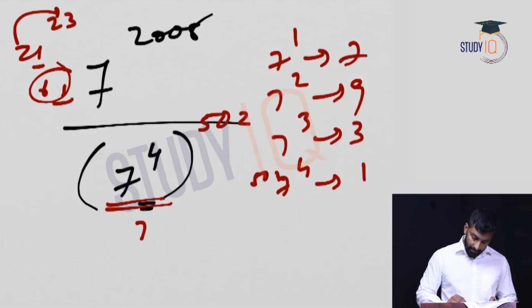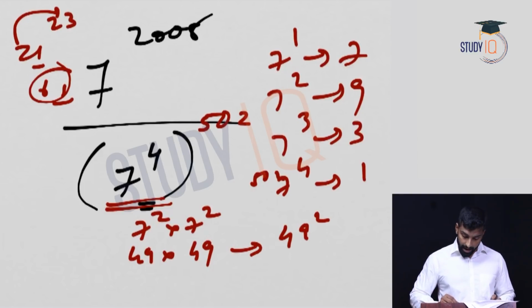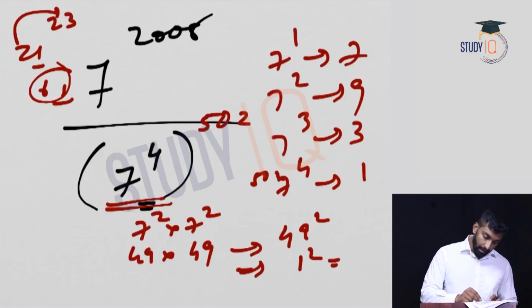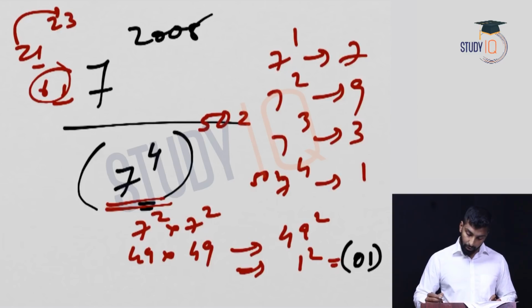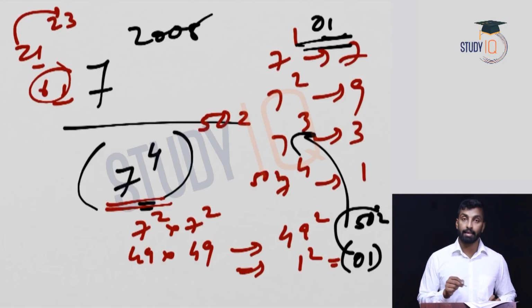That is what I need to do. So this is nothing but 7 square into 7 square, right? 7 square is 49, so this is also 49. So this is nothing but 49 square, right? And I know 49 square last 2 digits will be equal to 1 square, right? That means the last 2 digits of 7 raised to 4 is 0, 1. 502 will remain the same. Your answer is, last digit will be 1, previous will be 0 into 2, 0. Your answer is 0, 1. You will mark C as your answer.